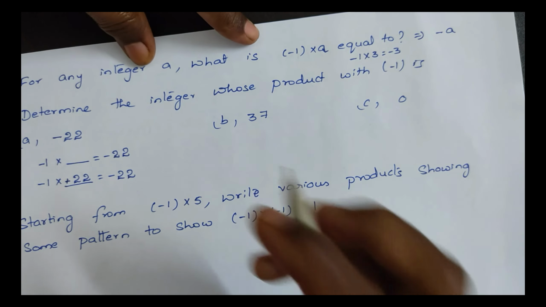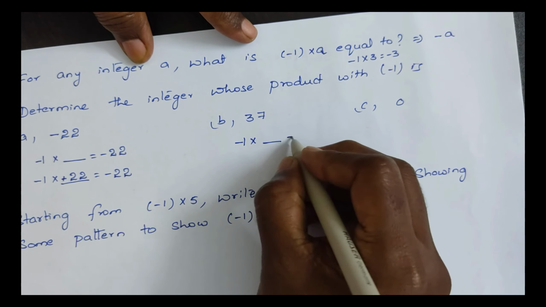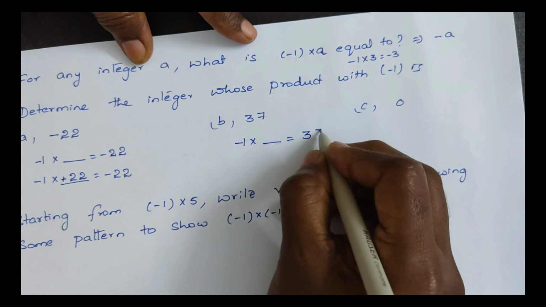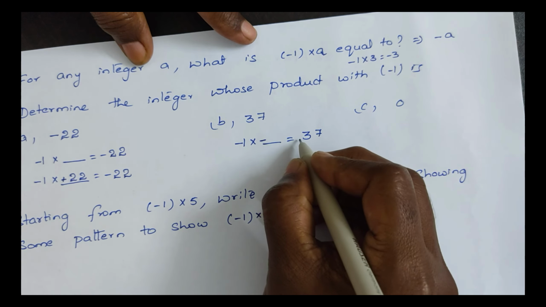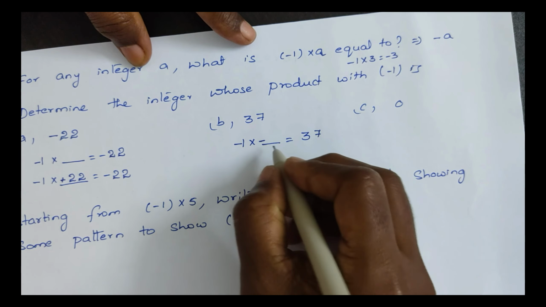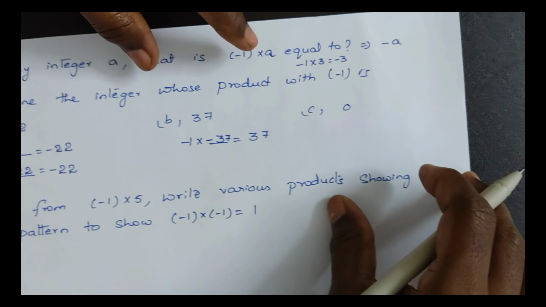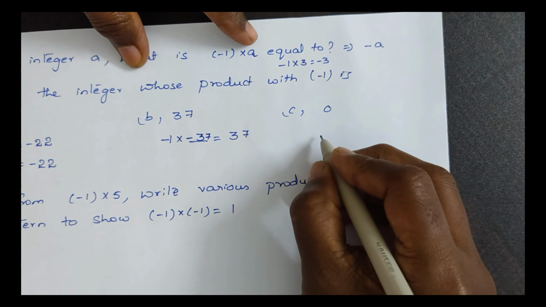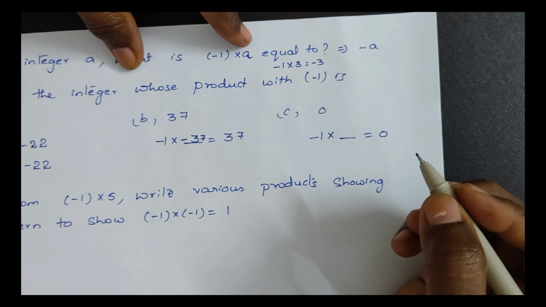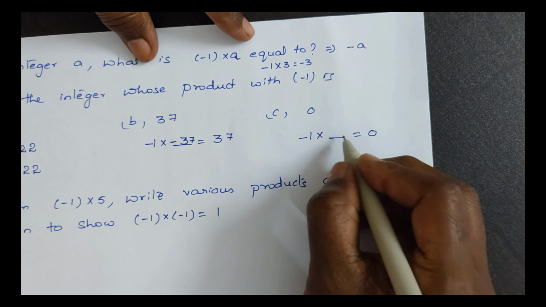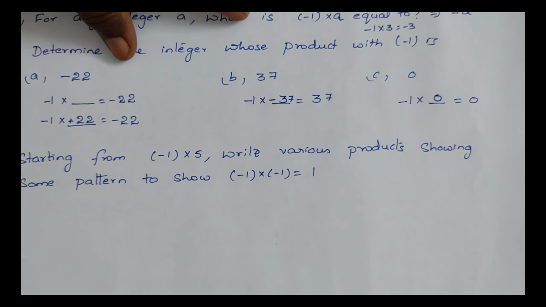Clear? Now, again here, minus 1 into dash is equal to 37. 37 is a positive number. So already one minus. So minus into minus makes you positive. So 1 into what makes it 37? 1 into 37. Now, minus 1 into what gives you 0? Very simple, isn't it? Our 0 property. So you just multiply 0 to minus 1, it makes it 0.